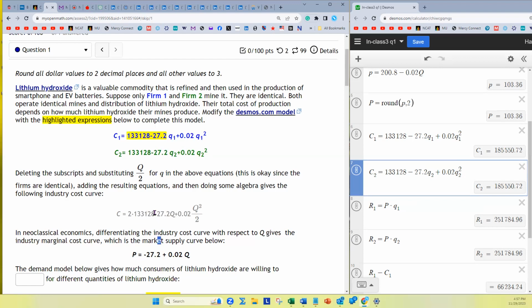Then we've got to move on to the linear part. When you differentiate a linear equation, you essentially just drop the variable, because the old exponent is 1. When you do a derivative, you multiply the old coefficient times the old exponent, which is 1. So minus 27.2 times 1 is minus 27.2. And then you take the old exponent, 1 in this case, minus 1. 1 minus 1 is 0, and Q raised to the 0 power is 1. So that's why you end up with this 27.2.